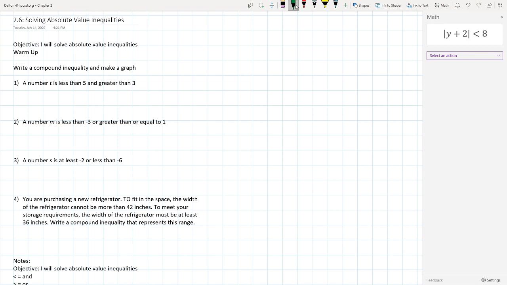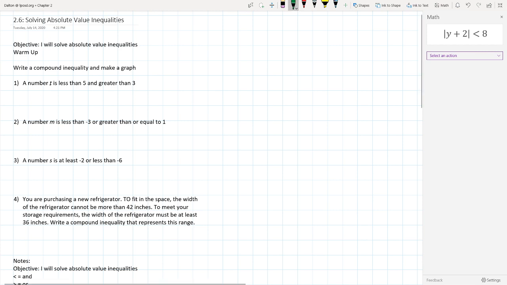So for number one, these are word problems, not too intimidating, but definitely you have to give them a little bit of thought in order to accomplish them pretty well. Number one, a number t is less than 5 and greater than 3.